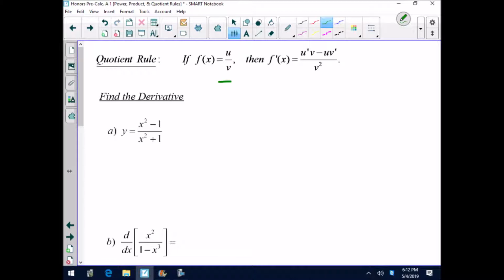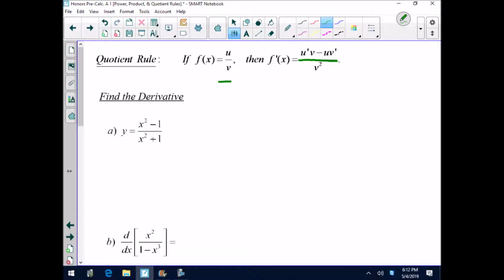So right here we would say if our function is of the form u divided by v, then the derivative is going to be u prime v minus u v prime over v squared. And notice that that numerator is the exact same as the product rule, only we have a subtraction instead of an addition. So right here, if I'm looking at a, I've got my function as x squared minus 1 divided by x squared plus 1.